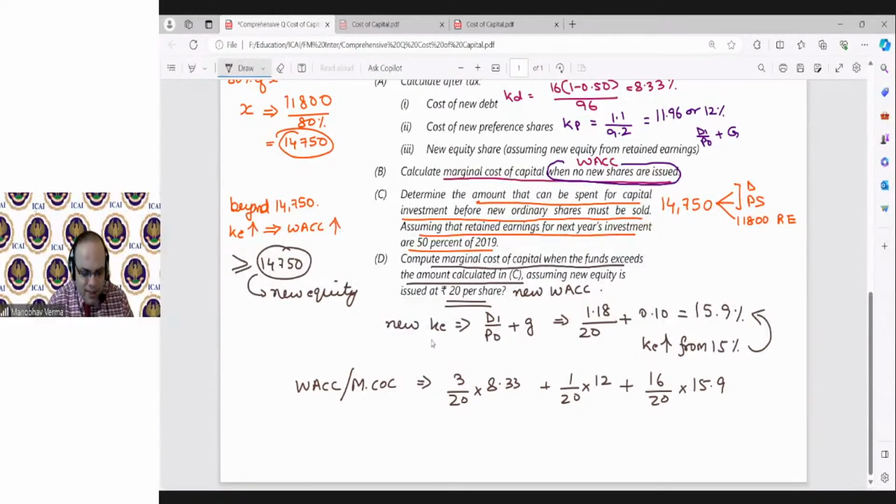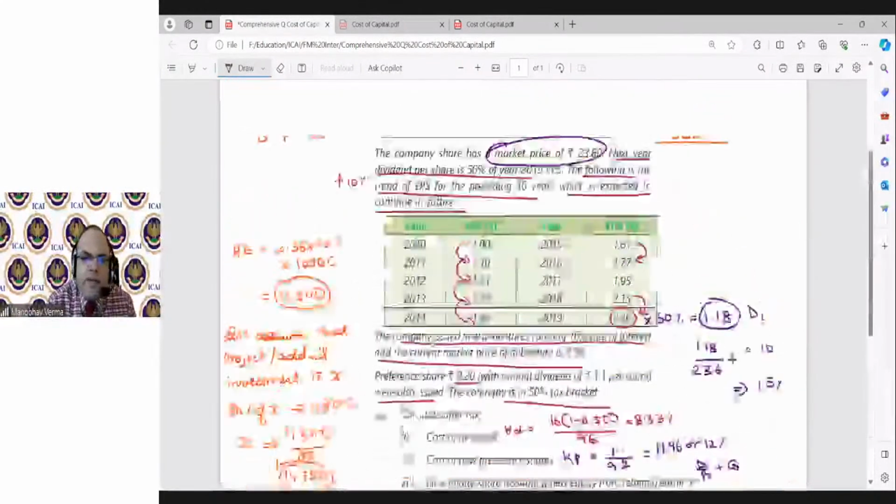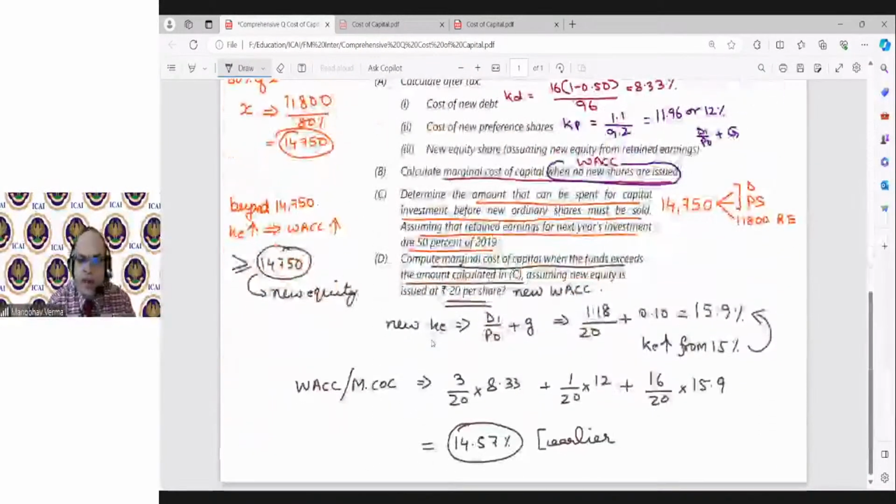So whatever it is, I believe we are getting 14.57 here. So marginal. So until now, what was happening was my cost of capital, or weighted average cost of capital, was 13.85, and suddenly a new equity is issued, and this has shot up from earlier. I think you guys told me, right? What was my earlier capital? Everyone told me 13.85, right? So from 13.85, it has increased to 14.57.